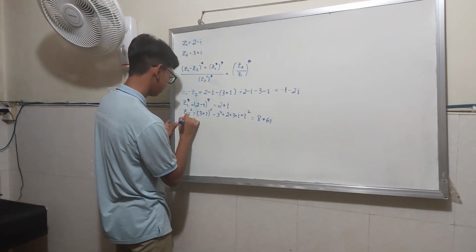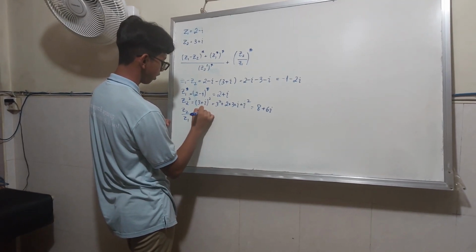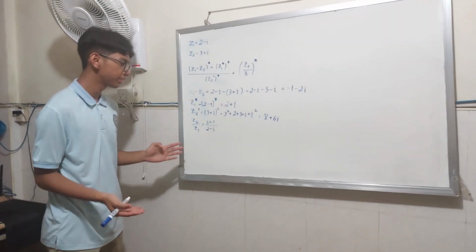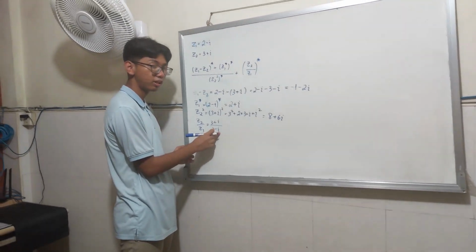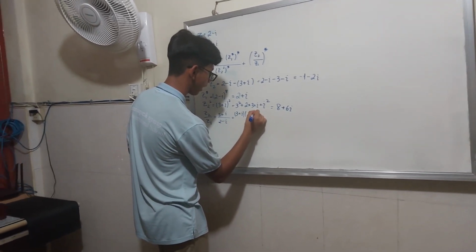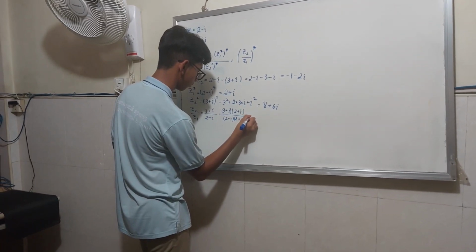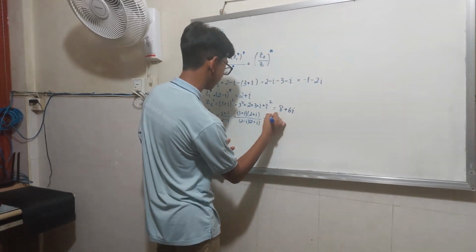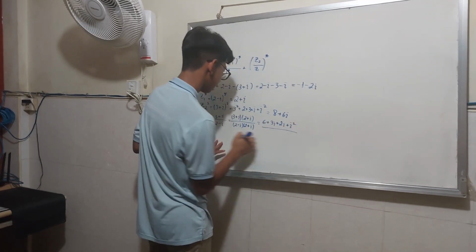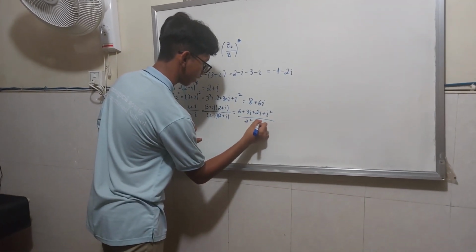Let's solve z2 divided by z1. Our z2 is 3 plus i, and our z1 is 2 minus i. So how can we solve this? Well, we must multiply by the opposite term of the denominator, and doing that, we also have to multiply it in the numerator as well. So let's multiply this together. This a minus b times a plus b is the form of a squared minus b squared. So we can go ahead and do it like this.